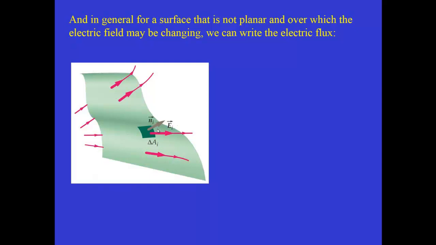Now, what about the general case? Even more general is where we might have a surface that is undulating, that's not planar, and where we might have an electric field that has a different magnitude and a different direction at different points on the surface. So what if we wanted to calculate the flux for a surface like this?